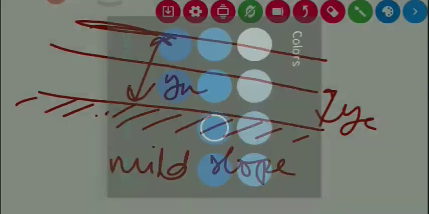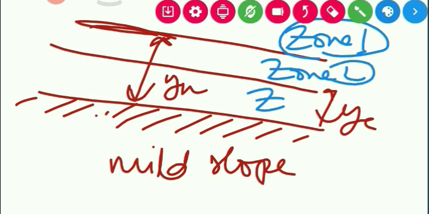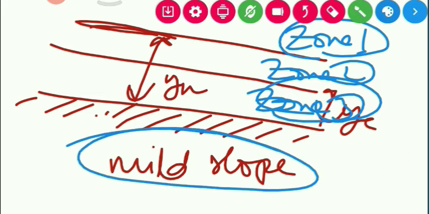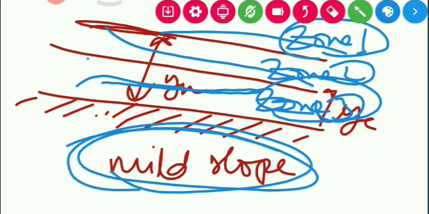Okay, this can be termed as zone 1, this can be termed as zone 2, and this can be termed as zone 3. So for different types of slopes we have these different kinds of zones. We will see how, if the water flows over this surface, what will be the profile. If water flows in zone 2, what will be the profile, and if the water flows in zone 3, what will be the profile in different types of slope conditions.